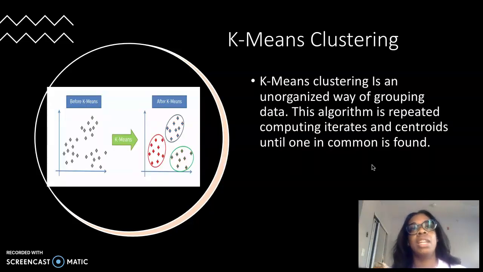K-means clustering is kind of more of an unorganized way in data mining to cluster different data sets, but this algorithm has to be repeated until we find a mode of it. So what is the common ground? So when computing this, the iterates and centroids have to be constantly repeated for each step when implementing data and running this data until a common one is found.